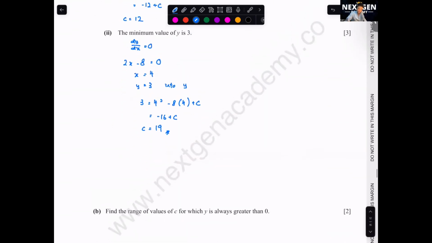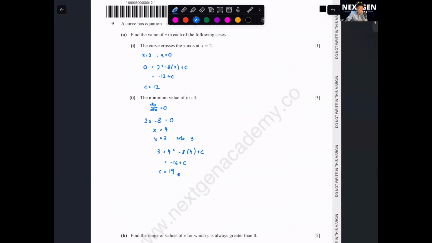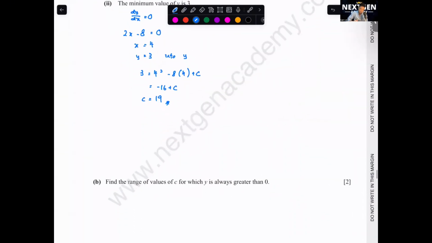Okay, the third one. Find the range of values of c for which y is always greater than 0. What does it mean, y is always greater than 0? I'll just write it down again: y equals x squared minus 8x plus c. What graph is this first? This is a quadratic, right? Quadratic graph. Okay, very good, Sean.